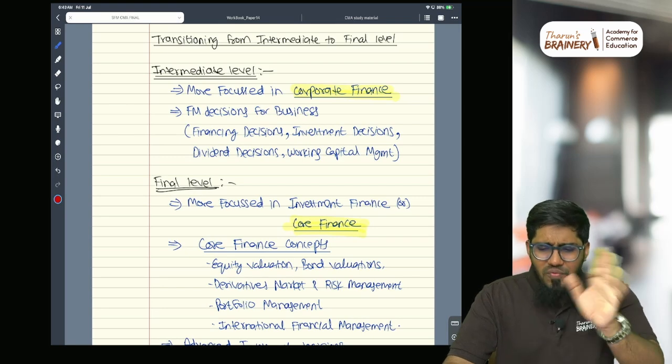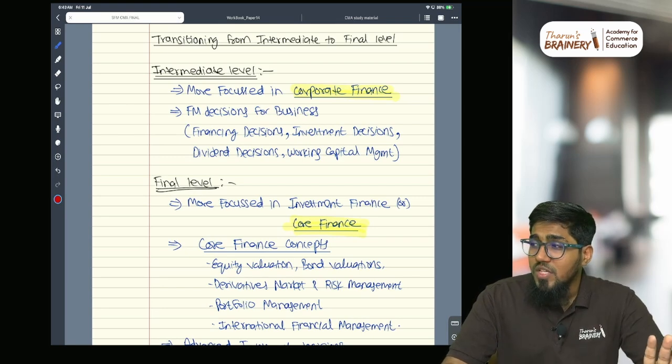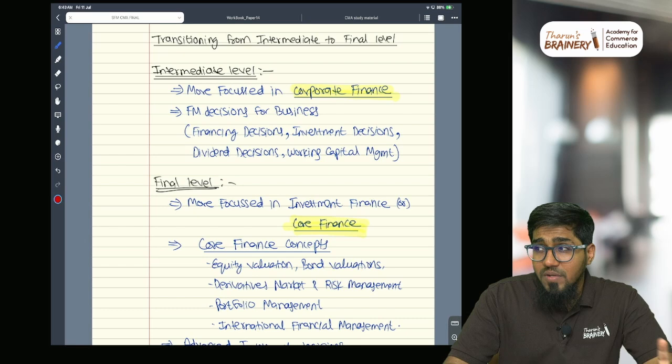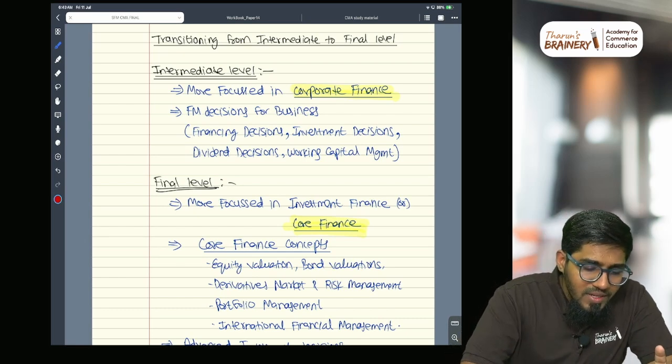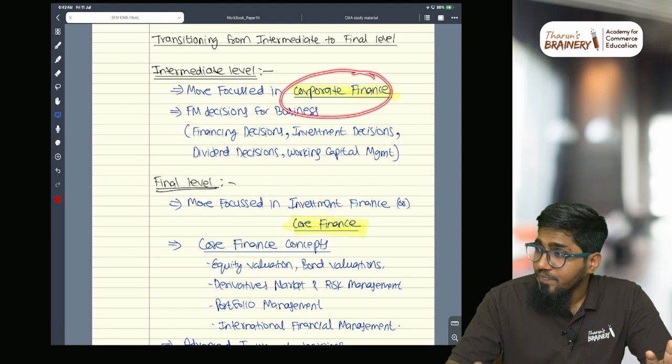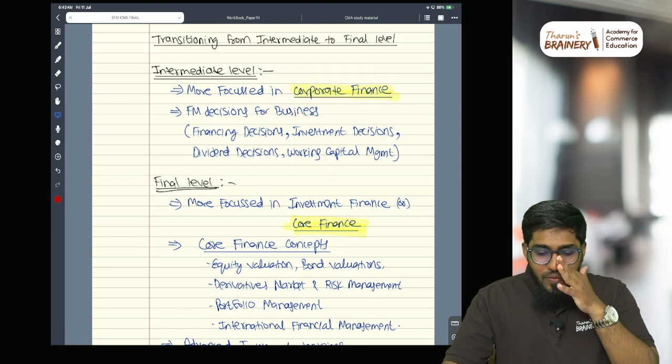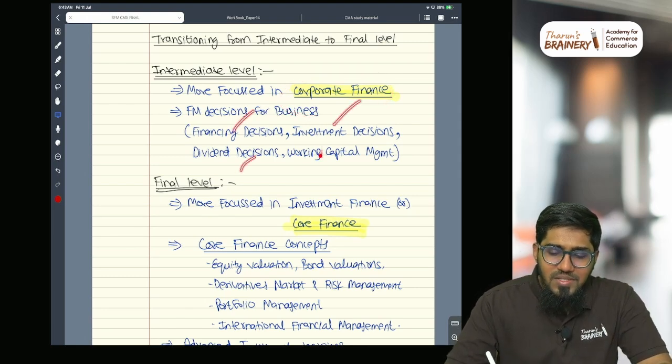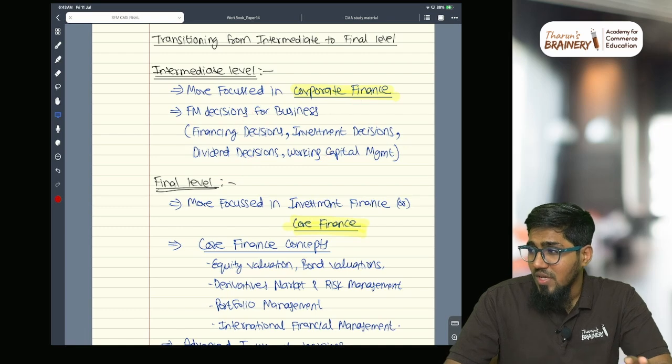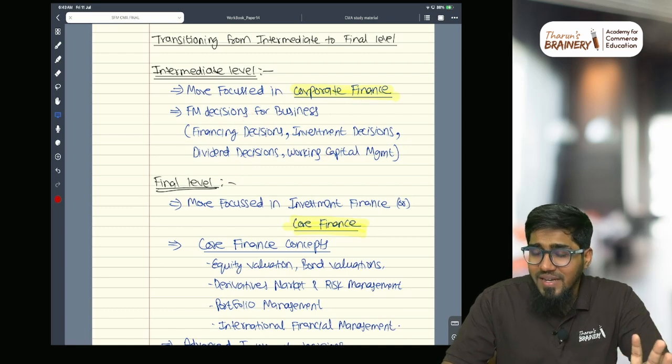Those were the major focus areas that you were seeing. Working capital management for the business. Those were the major focus areas at the inter level. So that is what we call corporate finance. Financing decision, investment decision, dividend decision, and working capital management decisions. These are all the things that we have seen at the inter level.